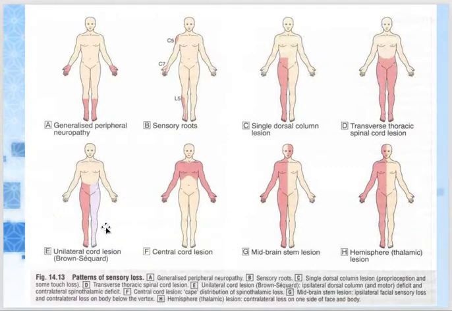This is the Brown Sequard syndrome. I think we have discussed this before. Now this one is a central cord syndrome. We had discussed this thing before. Now see, I told you the cross features are there.